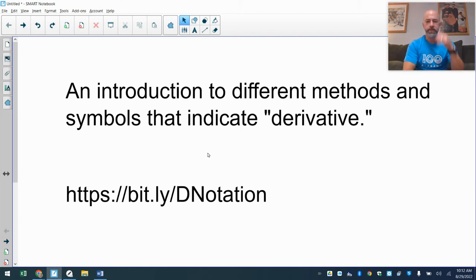Hello, calculus students. In this lesson, I'm going to go over some of the common, not really methods, but common names and symbols that we use to indicate that you are dealing with a derivative.